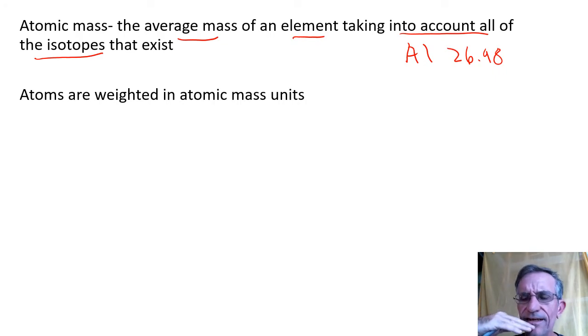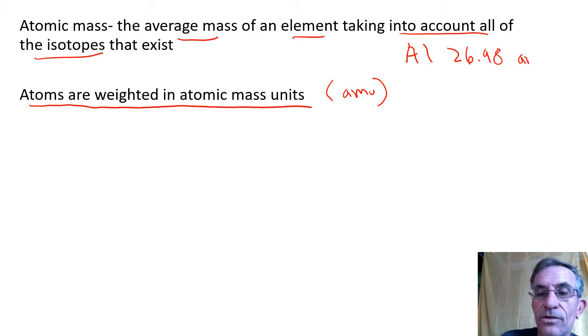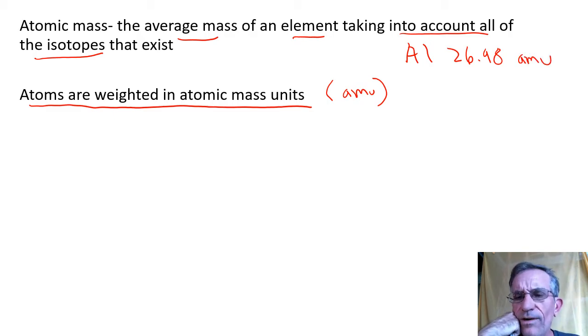Before I do that, there's going to be a unit on these weights. The unit that we weigh atoms in is called the atomic mass unit. Atoms are weighed in atomic mass units. Instead of saying atomic mass units, usually we abbreviate it AMU. So we weigh atoms in AMU. On average, aluminum weighs 26.98 AMU. AMU is just a unit. It's like grams or kilograms or pounds or ounces. It's a unit of weight.